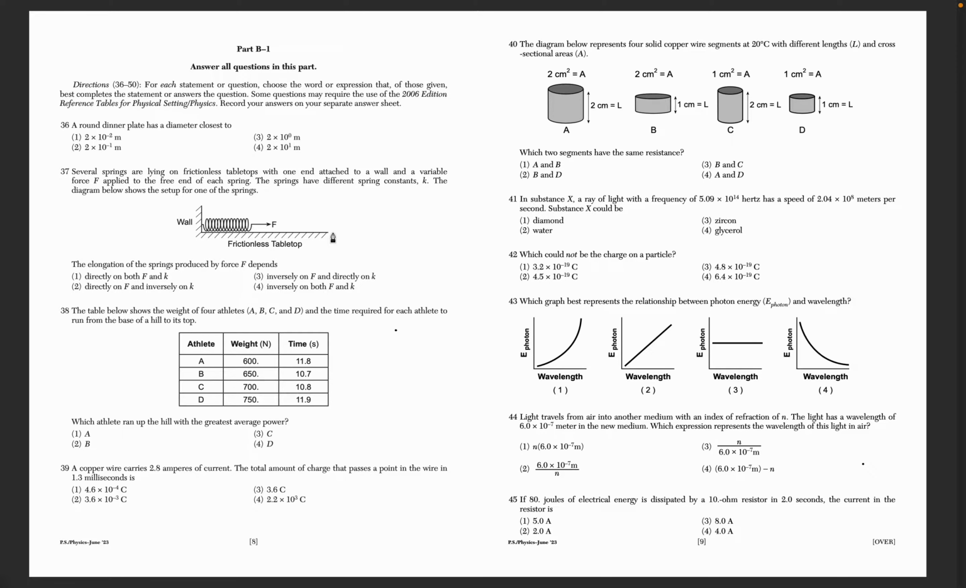This is the June 22nd, 2023 Physics Regents, part B-1. A round dinner plate has a diameter closest to 2 times 10 to the negative 2 meters. No, that's too small. 2 times 10 to the negative first meters, that looks just about right. 2 times 10 to the 0 meter, that's 1 meter, that's way too big. 2 times 10 to the first meter, way too big, so it's choice 2.